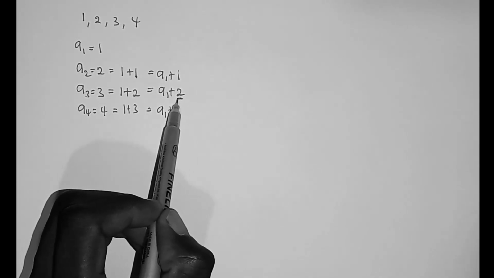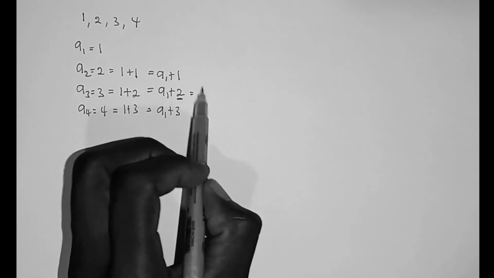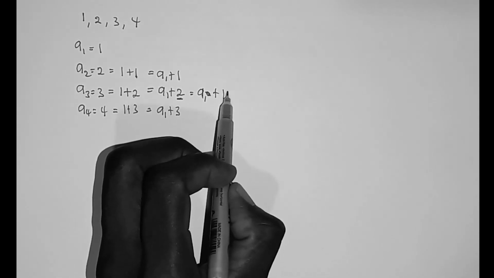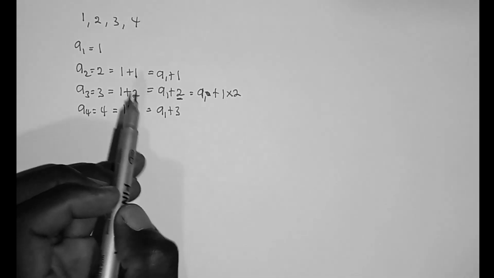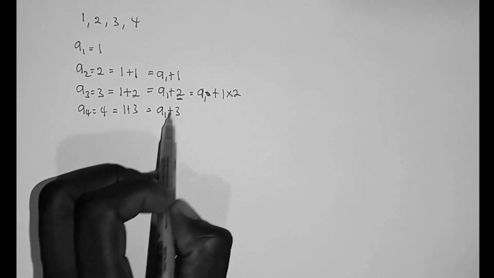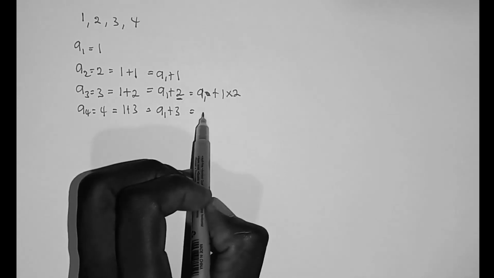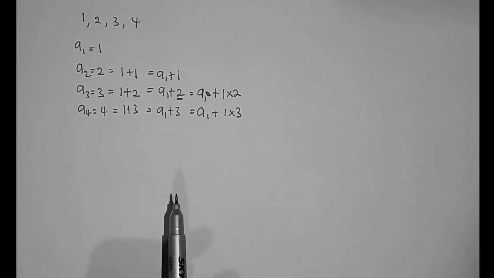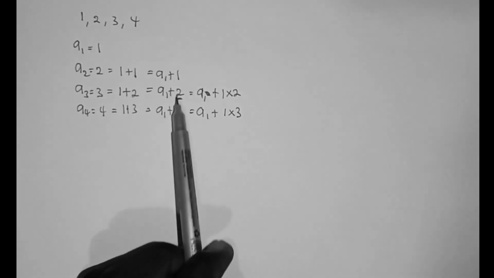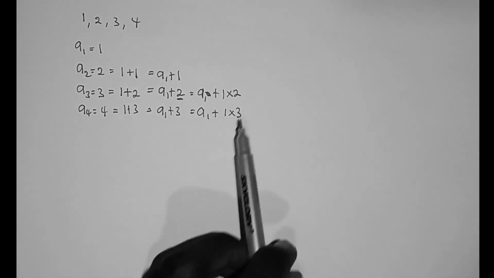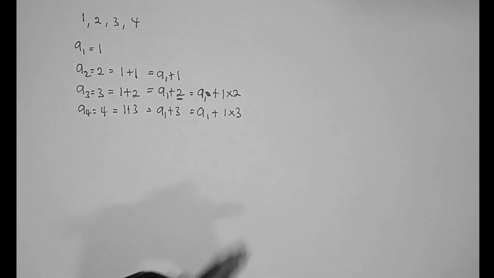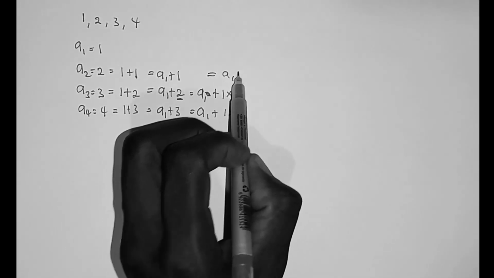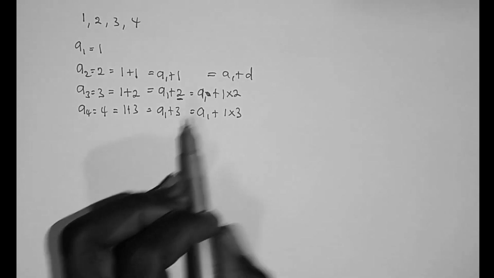this 2 can also be written as 1 times A1 plus 1 times 2. And this can also be written as A1 plus 1 times 3. So this 1 that keeps repeating in successive terms is what is known as the common difference. And therefore, this can be written as A1 plus D for the common difference.